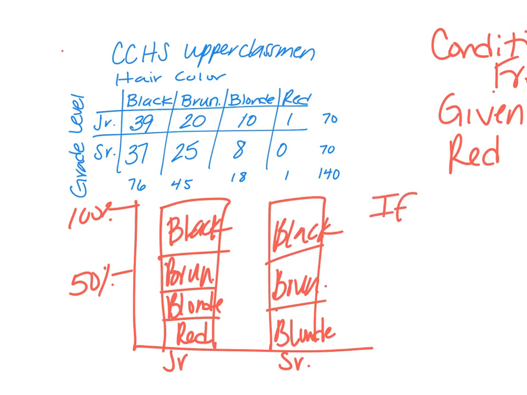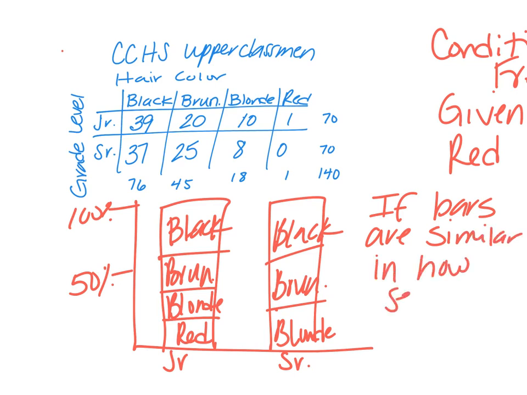So if the bars are similar in how they're separated, then that would mean that there is no association between the two variables, because knowing that someone was a junior would not have any effect on whether or not they had, for example, red hair. In this case, because the bars are separated differently, then we would say that there is an association between grade level and hair color.